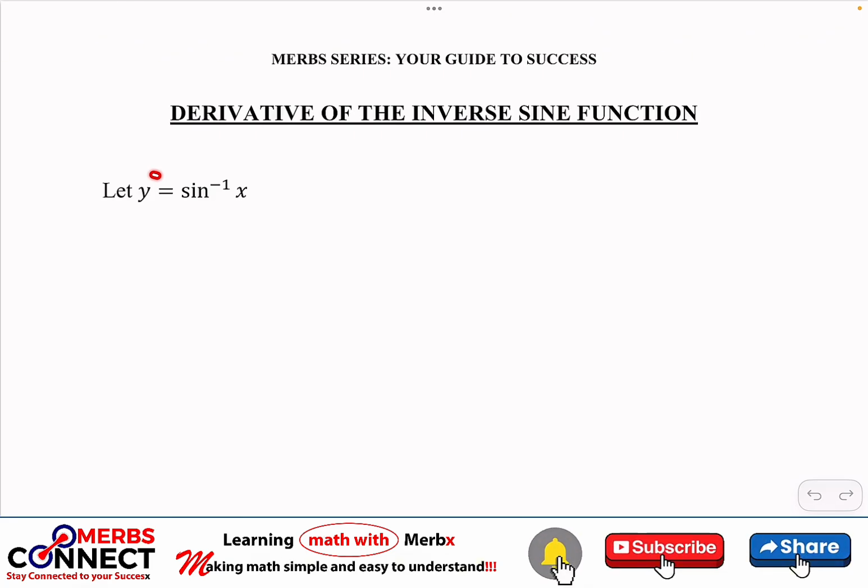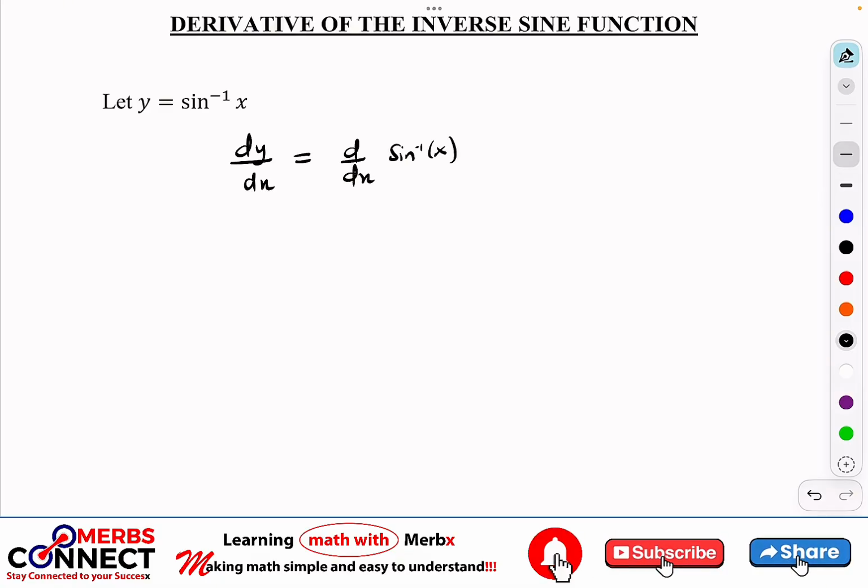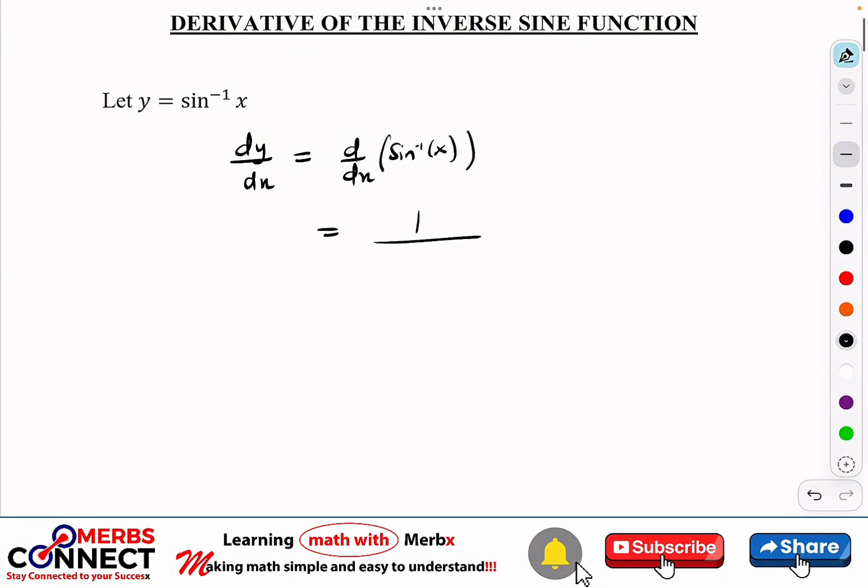The first thing that we need to learn here is, if y is equal to this, then what is the derivative of this? So here, if we let y be equal to this, then let me write it: dy over dx is equal to d over dx of the sine inverse of x. And guess what? This is equal to 1 divided by the square root of 1 minus x squared.